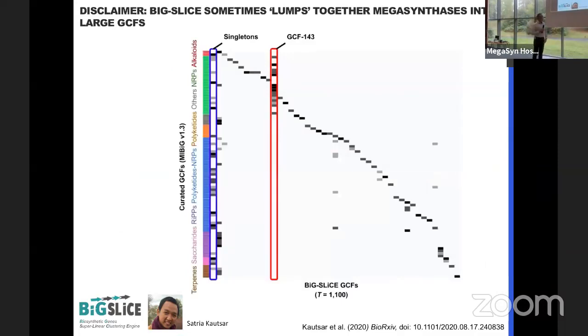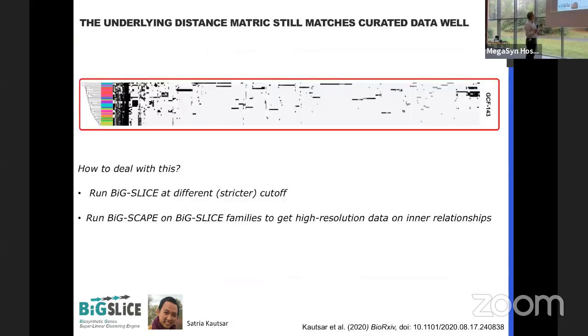There is one caveat when applying this to NRPSs and PKSs, which is that sometimes BiG-SLICE does tend to lump some of these megasynthase gene clusters together in big gene cluster families if they have a lot of core similarity. But we do see that underneath, if you look into patterns within such a gene cluster family, so here there is a number of curated groups that we know by manual annotation should belong together. We do see that, for example, within this gene cluster family, the ones with the same color do tend to go together, so the underlying patterns do make sense.